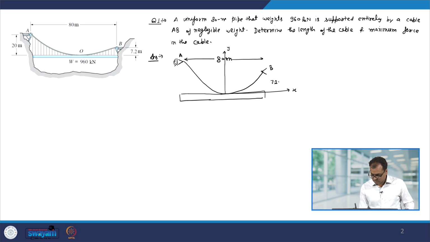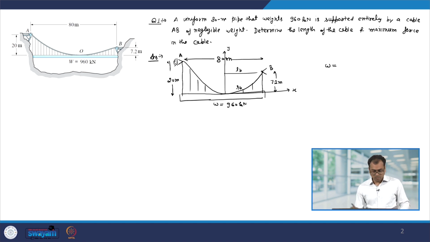this height is 7.2 meter and the weight is 960 kilonewton. This is given, 20 meter. Let us say this length is LB and this length is SB. Now, the weight per unit length, which we denote by small w, will be 960 kilonewton divided by 80 meter. So, this will be 12 kilonewton per meter, and this is nothing but weight per unit length.